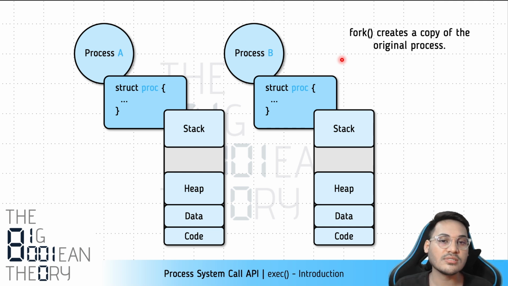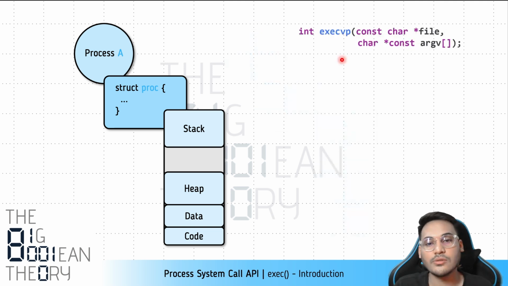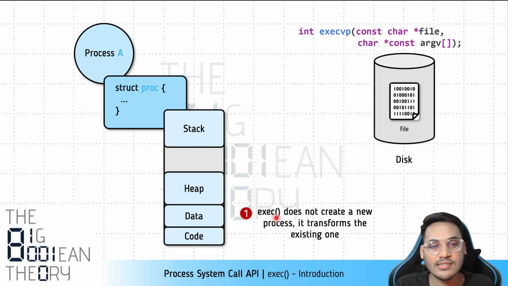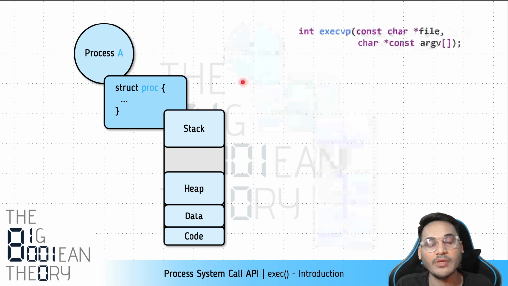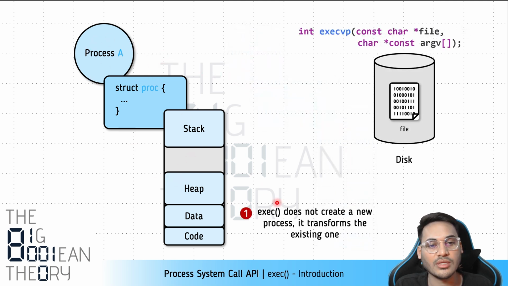Now let's see how the exec system call behaves as compared to this. Let's say this is the process that we are starting with. As we have discussed, the exec system call does not create a new process. No new process will be created like we created in fork. We have this original process, and this is the process that we will work with. The exec does not create a new process. It transforms the existing one. This is the process which we will transform.